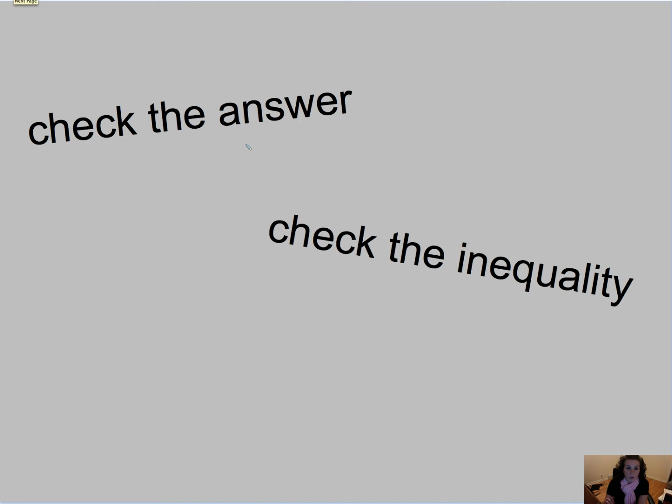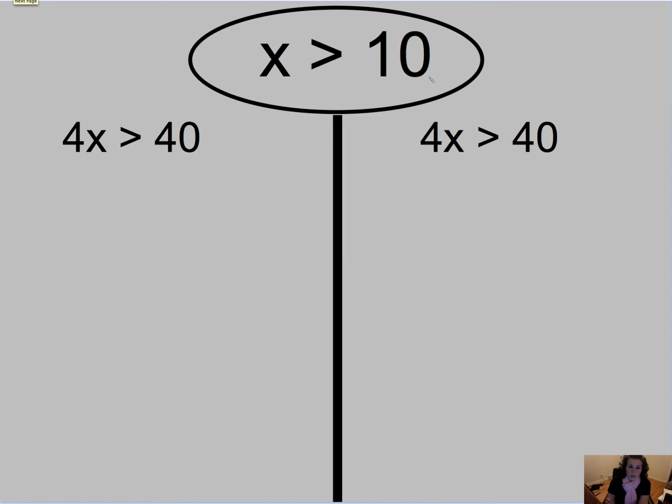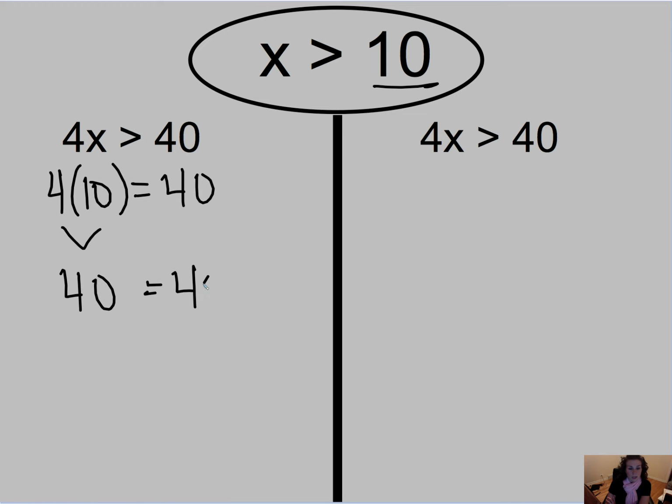Just like the last lesson, you have to check both the answer and the inequality. So when we check the answer, remember, we're just picking 10. We're plugging in 10 in place of x, which is what I'm doing right here, and I want to see if that's equal to 40. Well, clearly 4 times 10 is 40, and that's a true statement, so far we're good. Now to check the inequality. I have my answer here, x is greater than 10. That's what we got for the answer. So we want to choose any number that's greater than 10. 11, 12, 13, whatever it is.